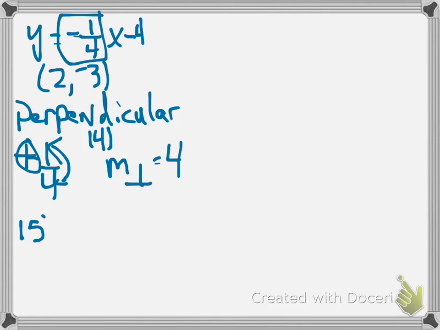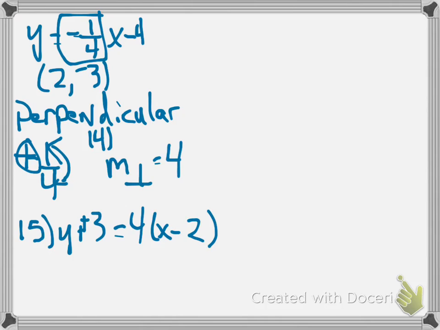Number 15, then I can go y minus blank equals blank parentheses x minus blank, close it. Notice how I always write this. I always start off by putting everything down, the formula with the blanks, and then I fill in the blanks. So negative 3, 2, 4. Minus a negative 3 becomes positive.